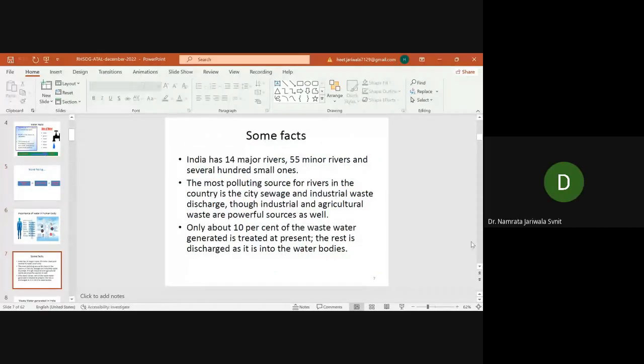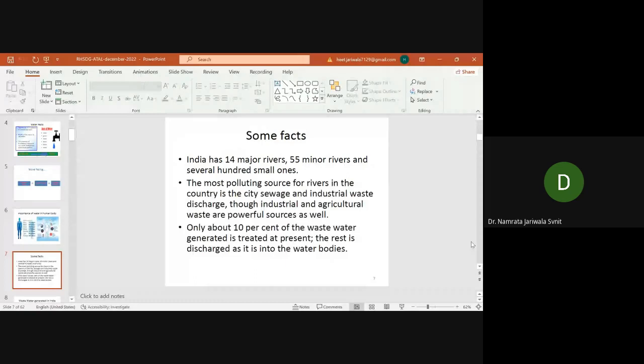So when we consider water management, if we consider the scenario of India, in India we have 14 major river basins, and a lot of minor rivers, and several tributaries of those. Right now we all know that there are so many rivers, but these rivers are polluted. It is like a drain. And this is because of the discharge of sewage and industrial waste.